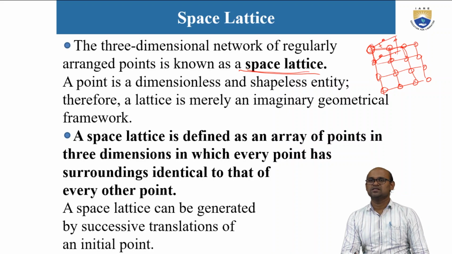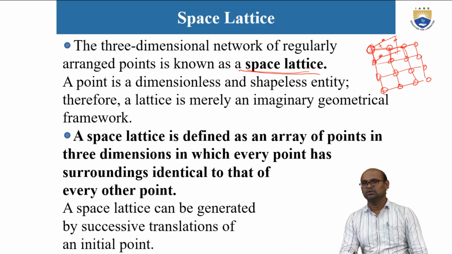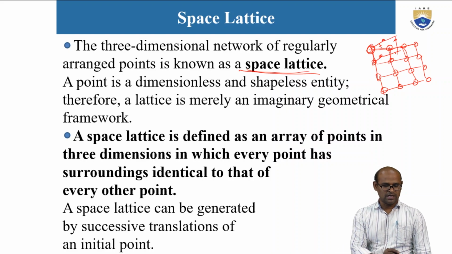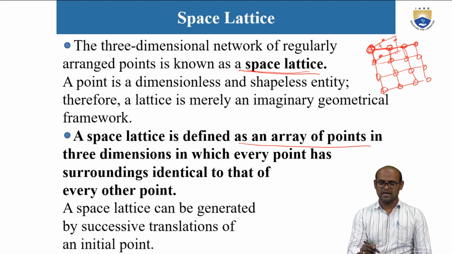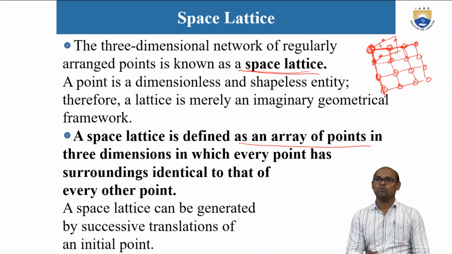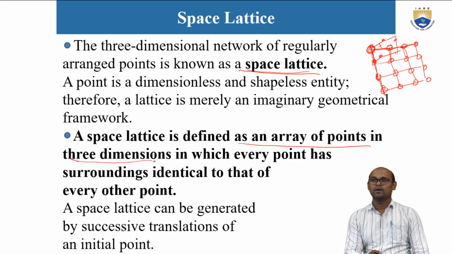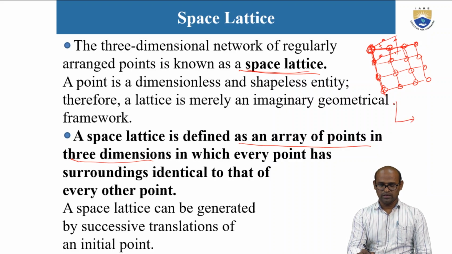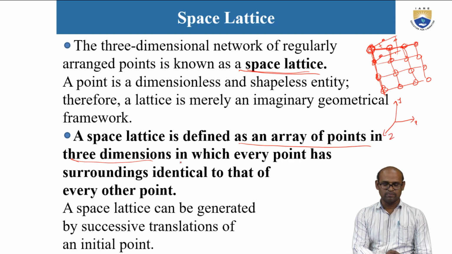A space lattice is defined as an array of points in three dimensions in which every point has surroundings identical to that of every other point. A space lattice is defined as an array of points. Along the x-axis, these are the points, so there is an array of points. Similarly, along the y-axis there is also an array of points. So a space lattice is an array of points in three dimensions, not only x, y, but also in the z direction.